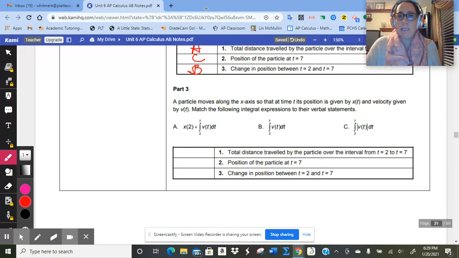All right, same thing here. I want you to see if you can match these guys. Go ahead and pause me, and when you're ready, unpause. And see how you did.